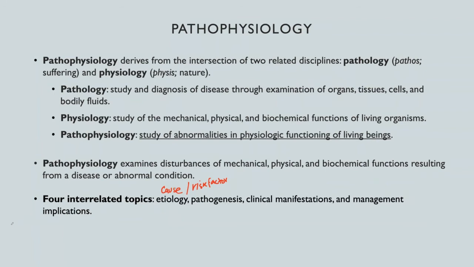Then we have the pathogenesis. What links the cause or the risk factor to the clinical manifestation? What is the history of the changes that occur from the healthy state to the disease state? What is the pathway, or what are the pathways? Then we have the clinical manifestations, signs and symptoms. Based on the knowledge of this, we decide the best therapy or management.